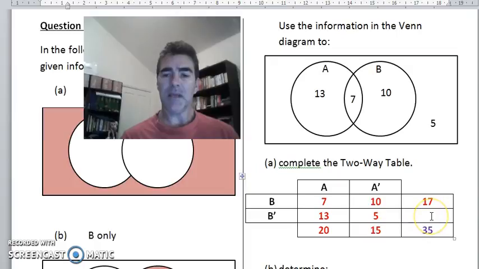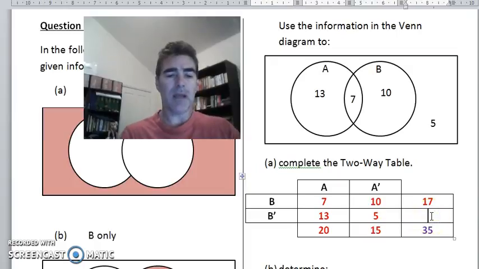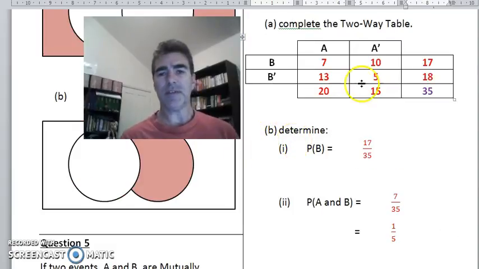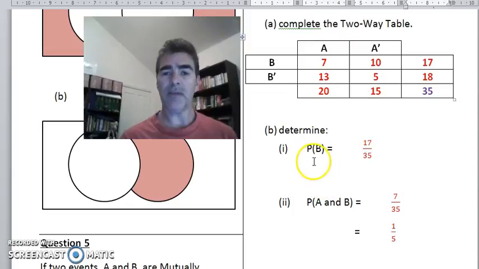I've got one missing here, so we put that in there. That's 18 that's missing from there. So a check is 17 plus 18 gives us a total of 35 elements. And we can check across this way, 20 plus 15 is also 35. So to do part B, we can either use this two-way table or the Venn diagram.